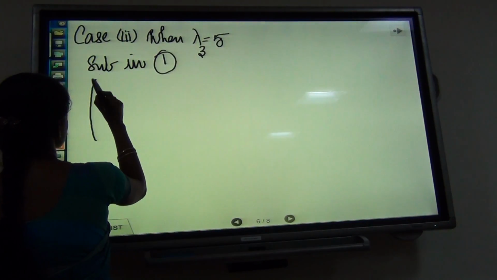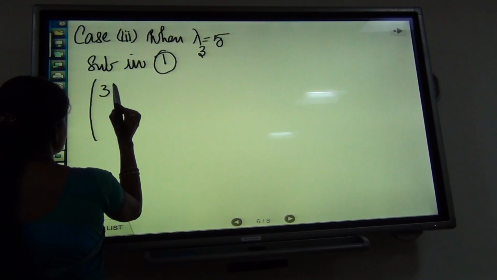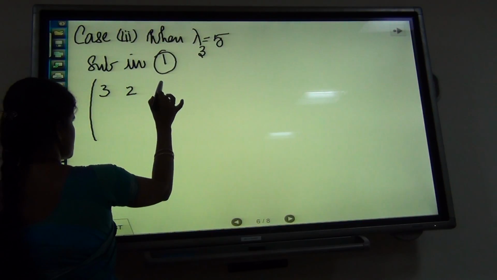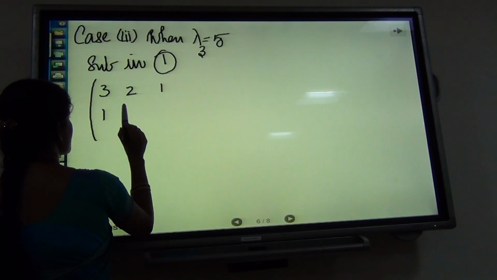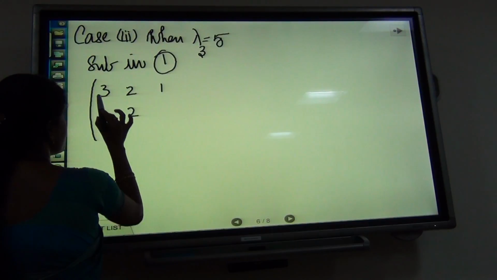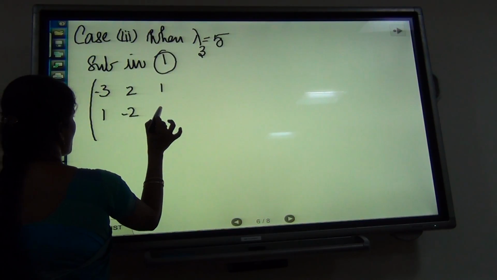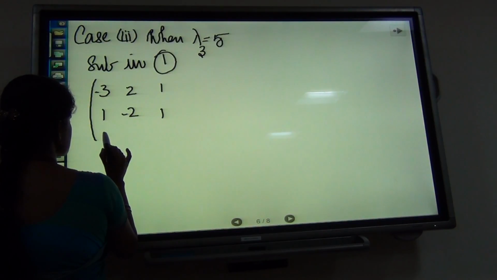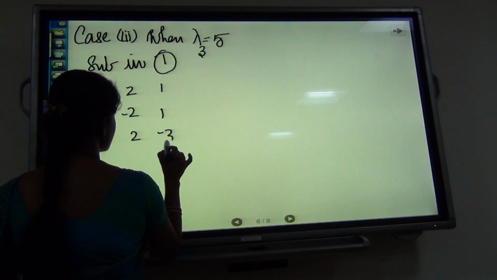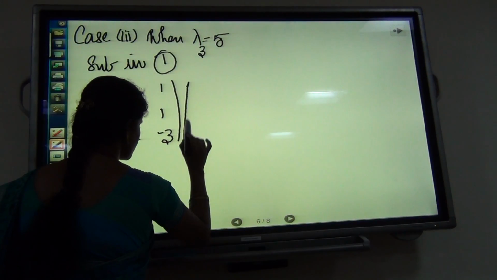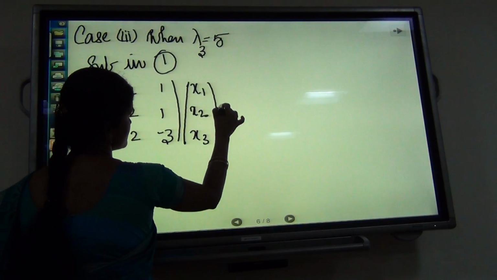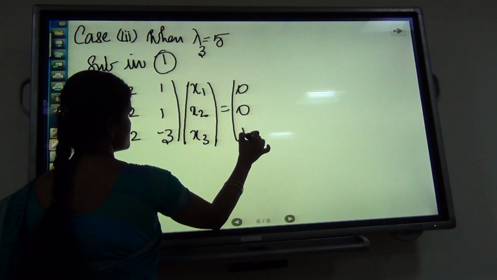So what do we get here? 2 minus 5 is going to be minus 3. Already it is 2 here. No changes with the rest of the entries except the diagonal elements. So it is 1, 1, 3 minus 5, that is minus 2, 1, and 1, 2, 2 minus 5, it is minus 3. Multiplied by x1, x2, x3 is equal to 0, 0, 0.